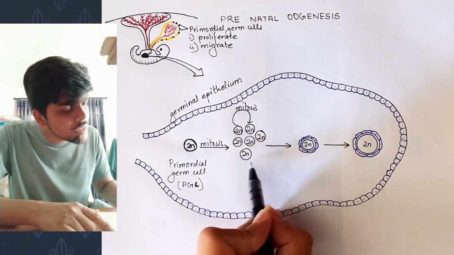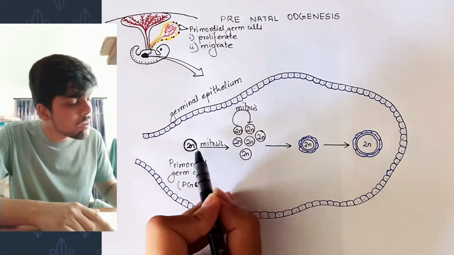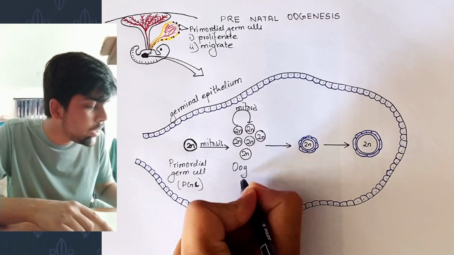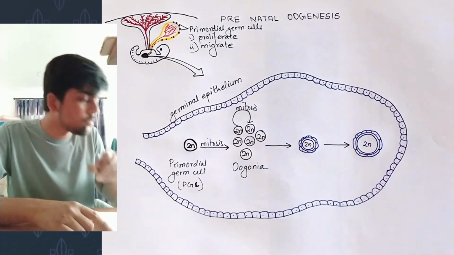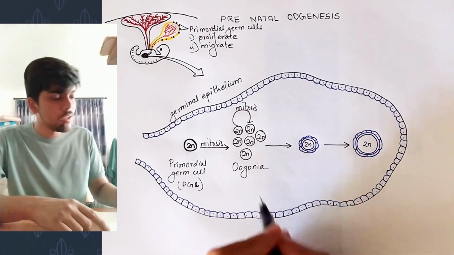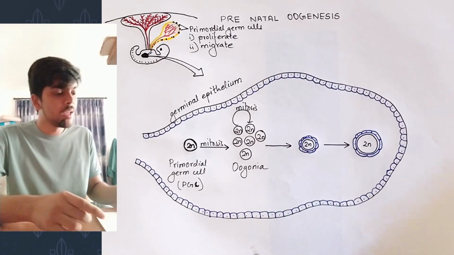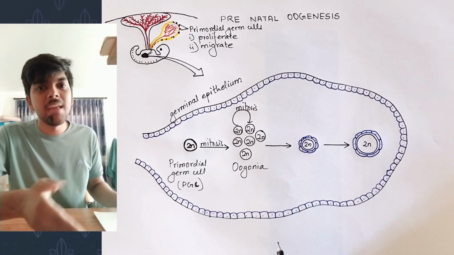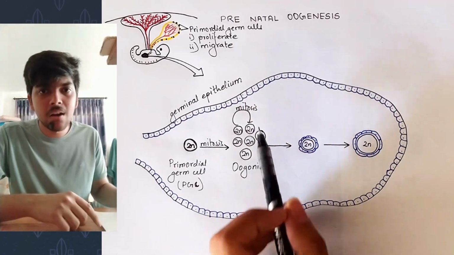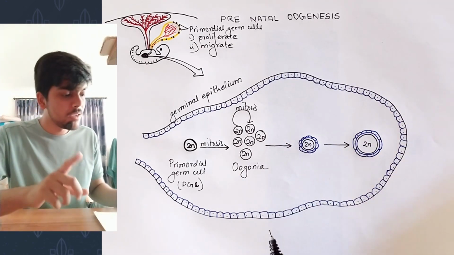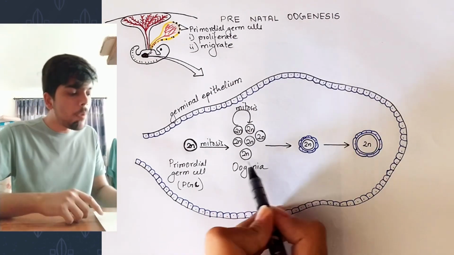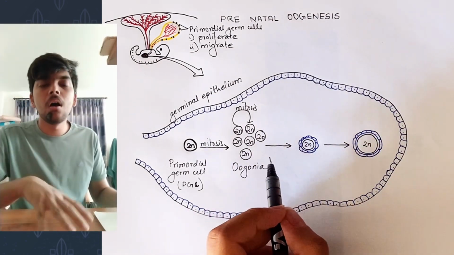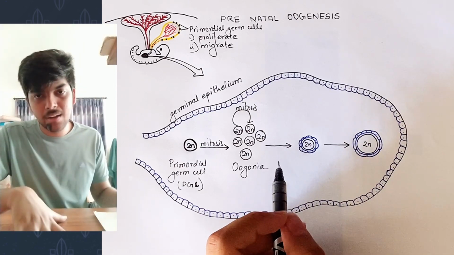All these germ cells that are formed by the division of the primordial germ cell have been given the name oogonia. Oo refers to egg. Gonia refers to offspring. Basically, the offspring of these cells are going to be egg. And that's exactly why these are germ cells. Next step. Among the many oogonia formed from the primordial germ cell, few degenerate.